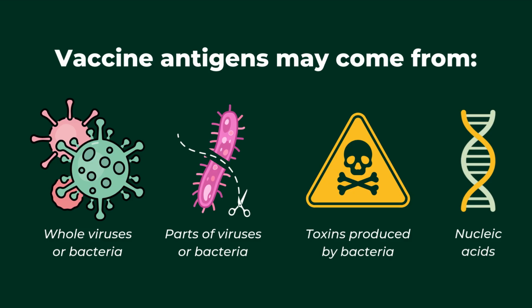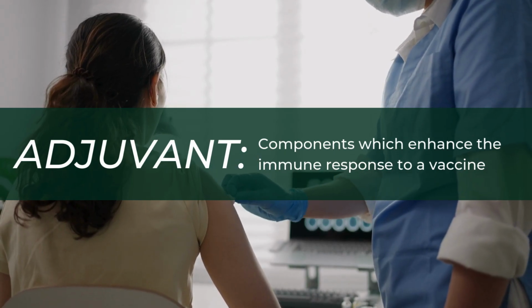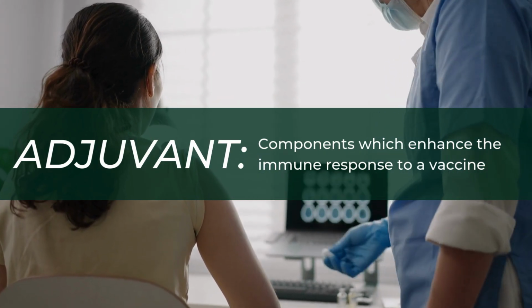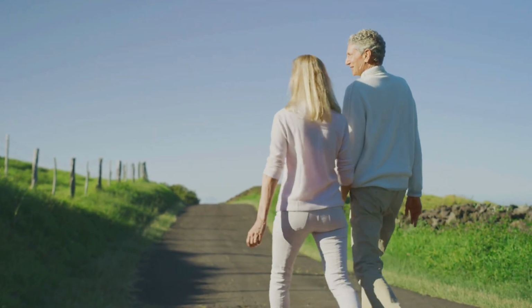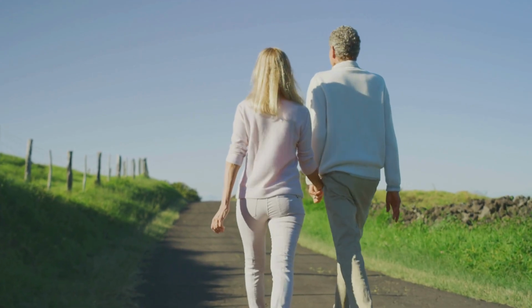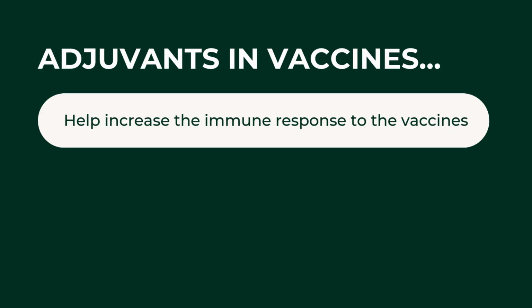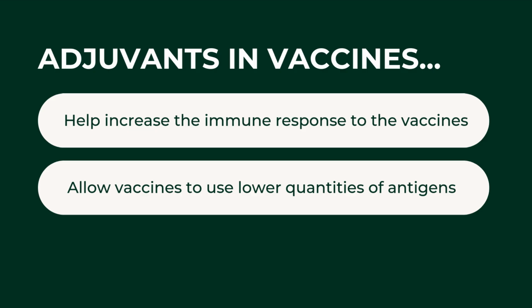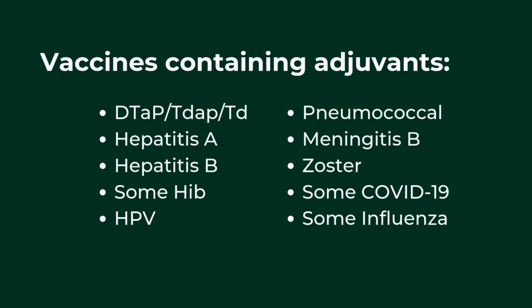In addition to antigens, some vaccines may contain adjuvants, which enhance the immune response to a vaccine. This is especially important for older adults who often experience a decline in their immune system's ability to fight off pathogens as they age. Adjuvants in vaccines help increase the immunogenicity of the vaccines, which can help aging adults mount a better immune response. Adjuvants also allow vaccines to use lower quantities of antigens and reduce the number of doses required. Here is a list of routine vaccines that contain adjuvants.